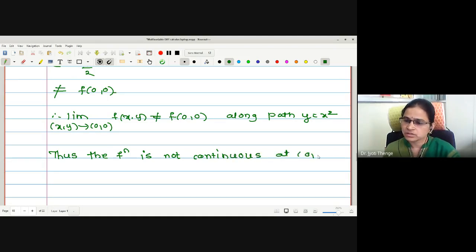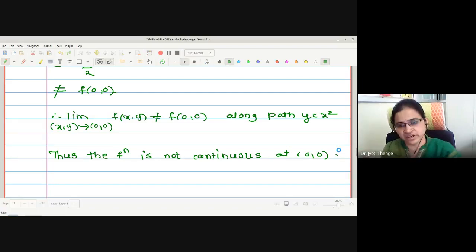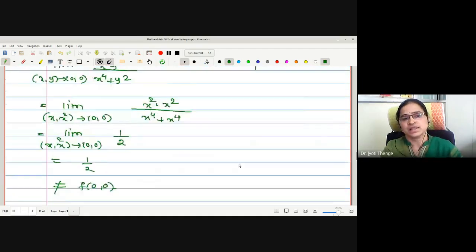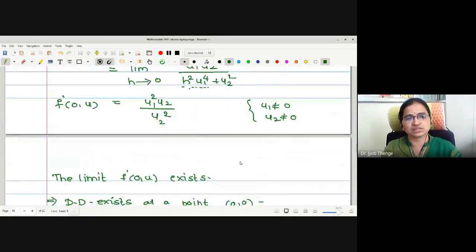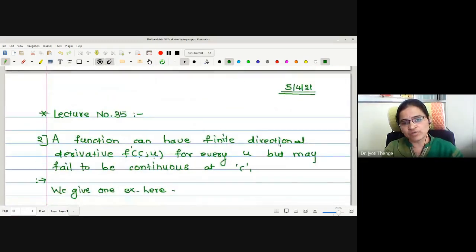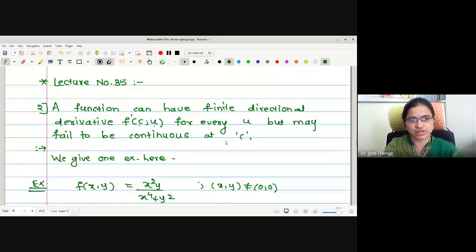at 0, 0. But what we have proved actually, the function has directional derivative at 0, 0, but it is not continuous. That's why we are claiming the result. What is the result? A function can have finite directional derivatives for every direction, but may fail to be continuous. And here we have generated one counter example for the same. Is it okay or any doubt with this?